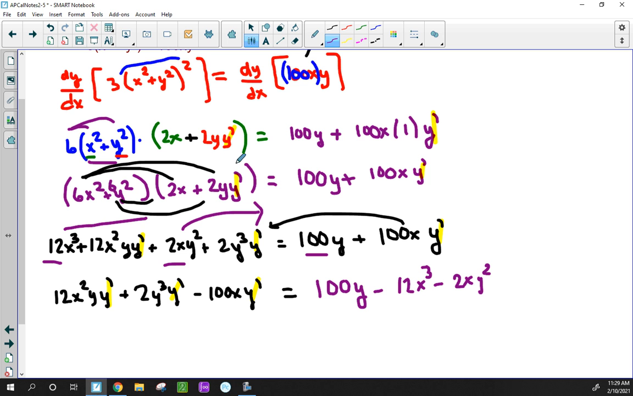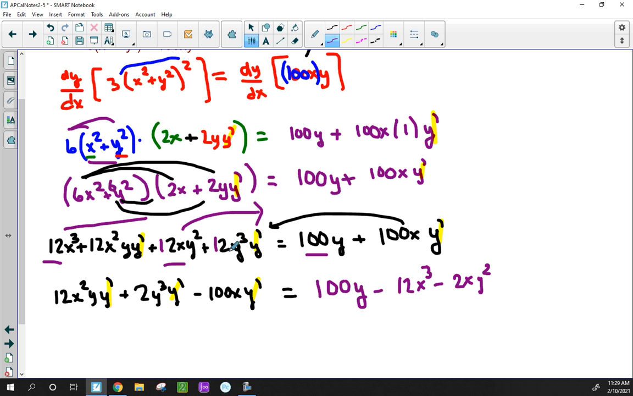First, outer, inner. This should have been a 12. 6 times 2. Okay, and then this is also going to be a 12. Alright, that wasn't too bad. I think we got it now.